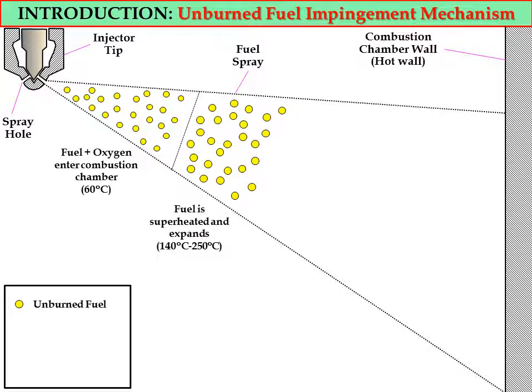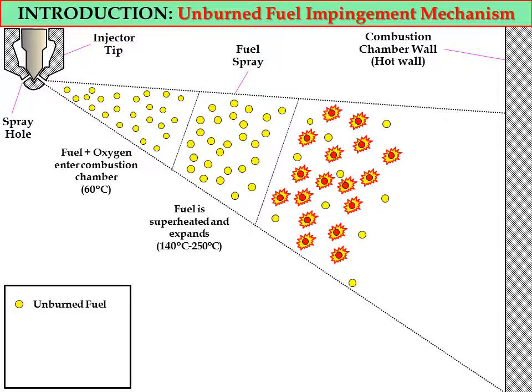Then the temperature increases inside the combustion chamber. When it reaches 140 degrees Celsius up to 250 degrees Celsius, the fuel is superheated and expands. You can see that the diameter of the droplet increases due to the expansion of the fuel. Then at high pressure and high temperature, normally for diesel fuel around 400 degrees Celsius up to 600 degrees Celsius, the droplet will combust or detonate. However, part of the droplet does not combust, and this droplet that does not go through combustion is referred to as unburned fuel.